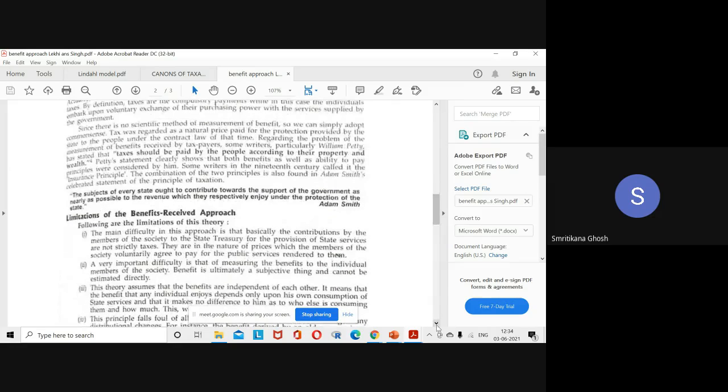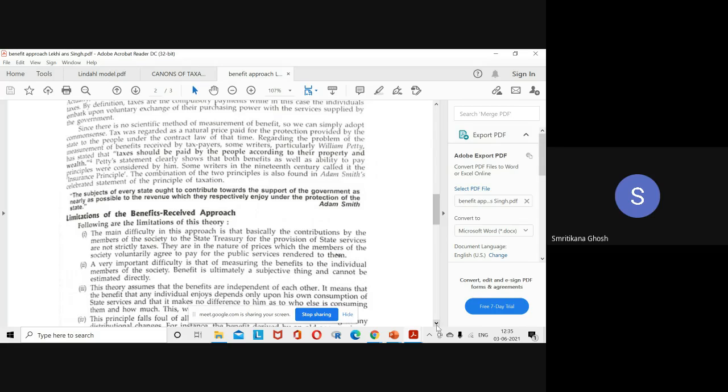So the first problem is that when you are asking people to pay, this is a voluntary payment. They just volunteer to pay for the public good. Whether this is the actual benefit they have received or not, you cannot understand. The second one is that it is subjective, just like utility. The benefit is very similar to utility. As utility is subjective, benefit is also very much subjective.